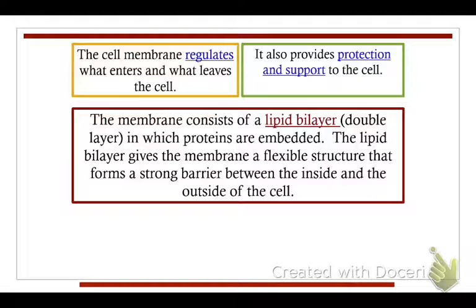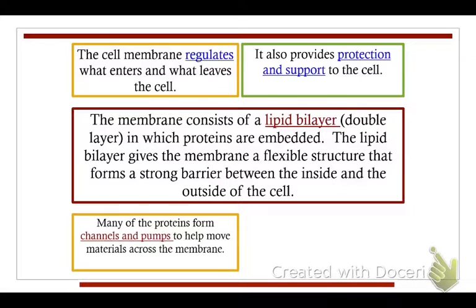So the bilayer means that it's double. That's what we talk about because there's 2 phospholipids. There's one phospholipid like this, and then one phospholipid like this, and then as you make more and more of them, that's what makes up the cell membrane layer. Make sense? We're good with that? Awesome. Many of the proteins form channels and pumps to help move materials across the membrane.